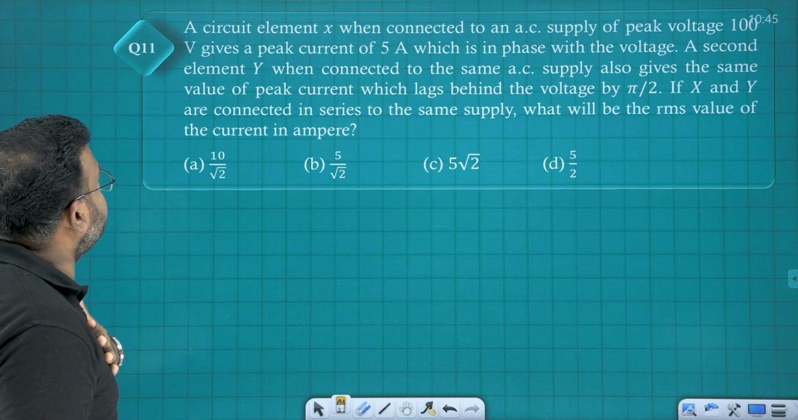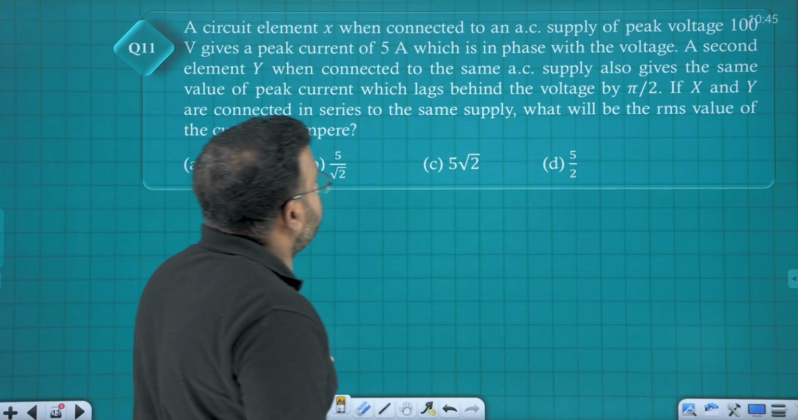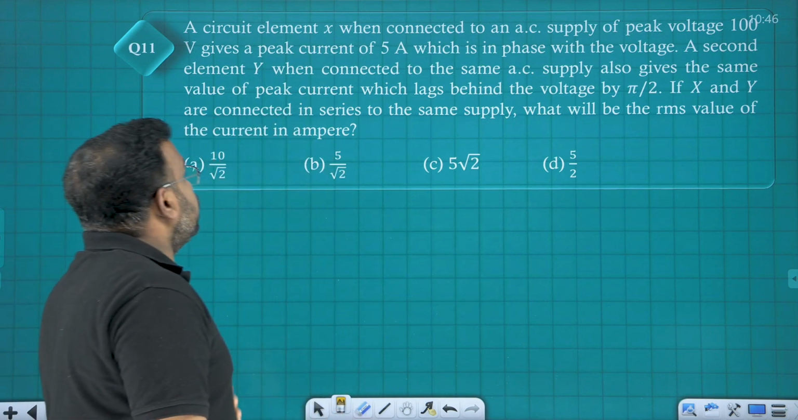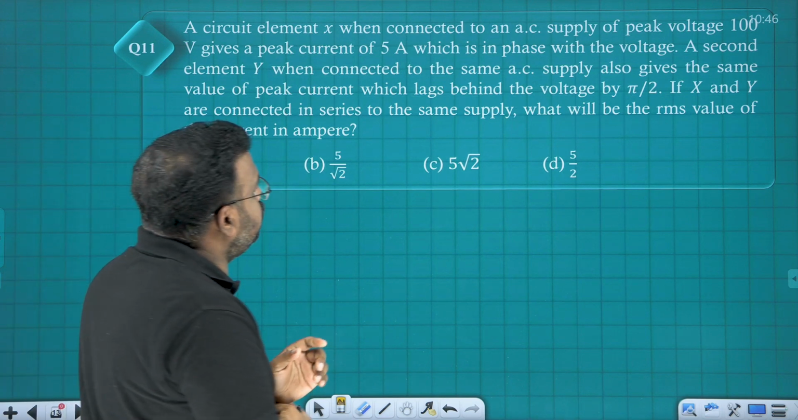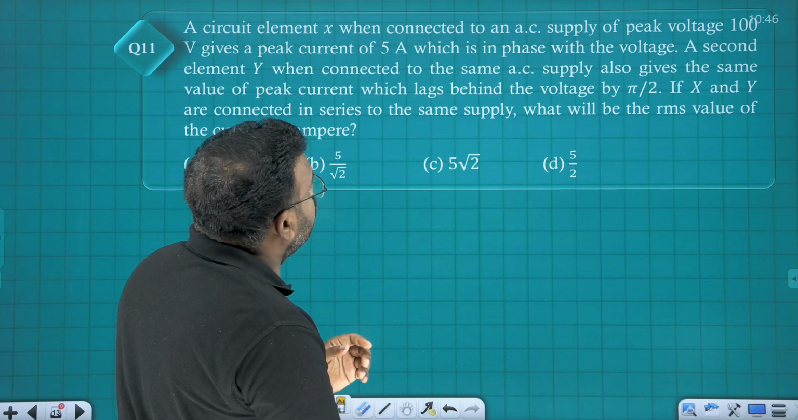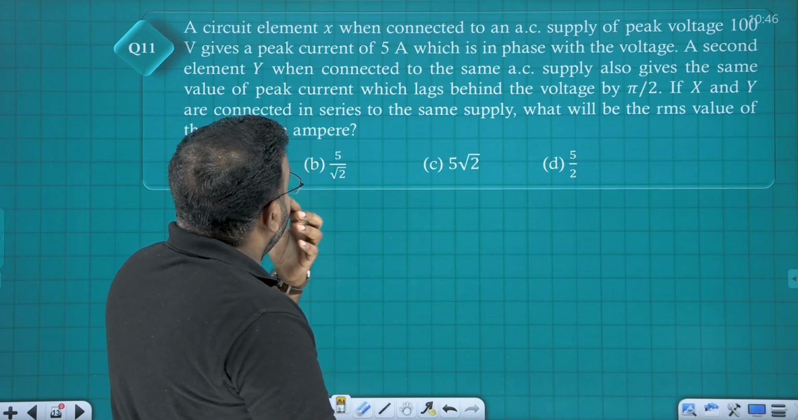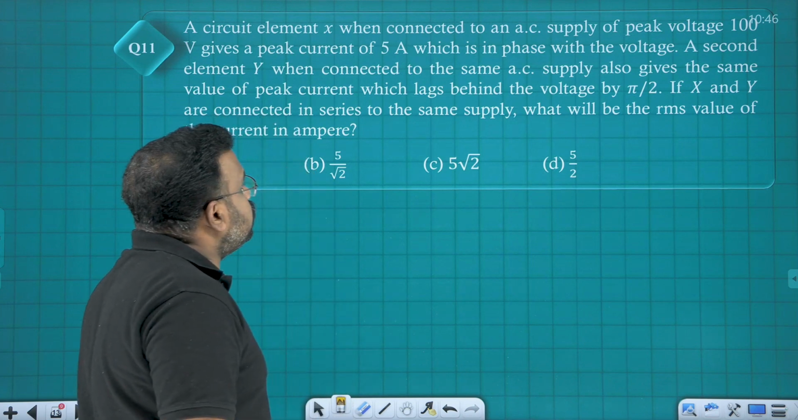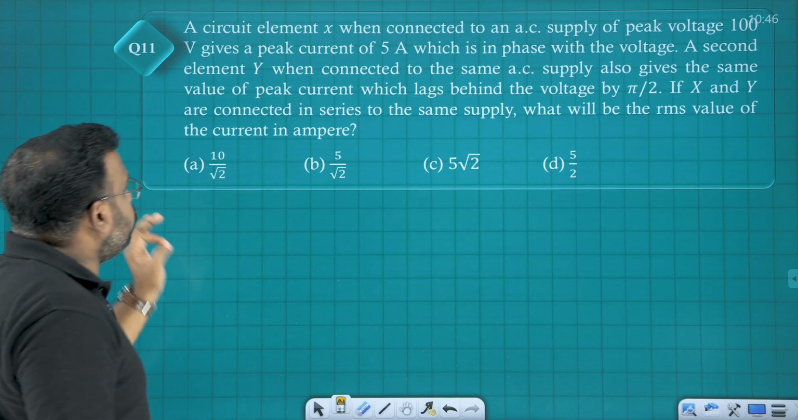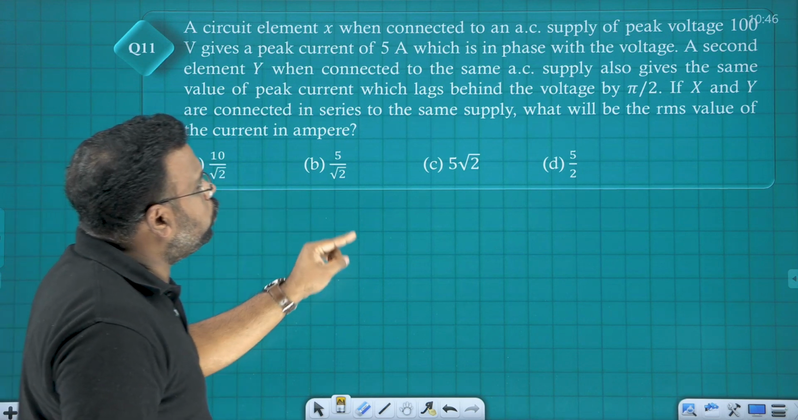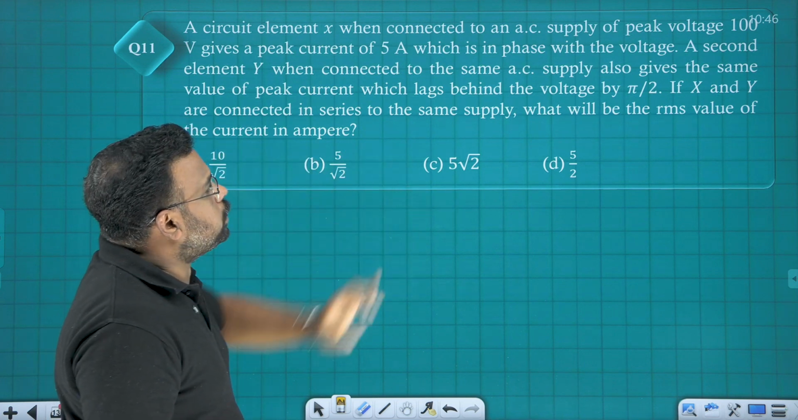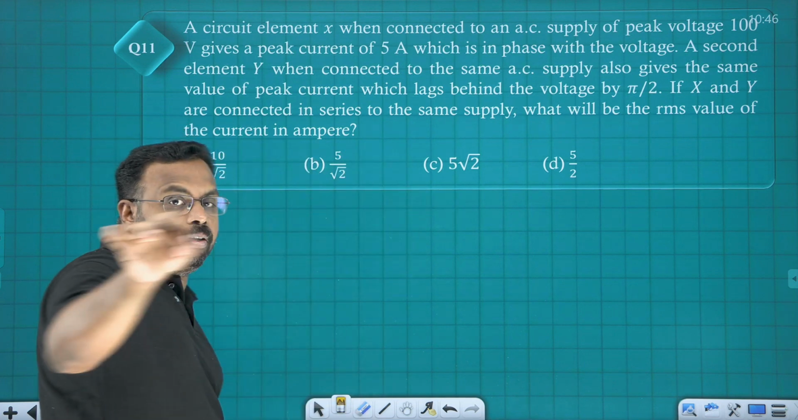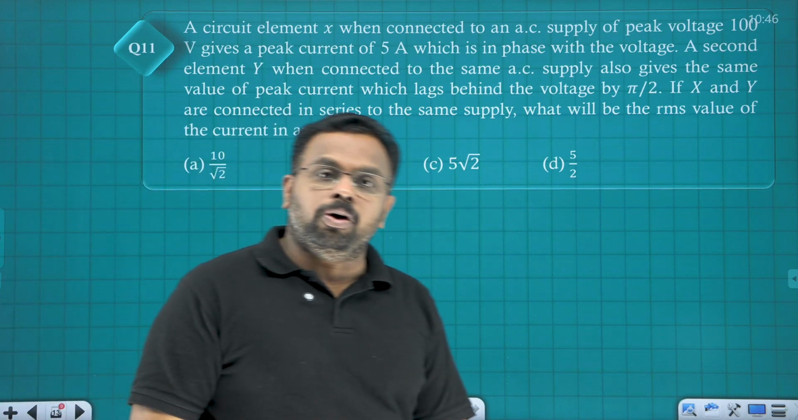A circuit element X, when connected to an AC supply of peak voltage 100 volt, gives a peak current of 5 ampere, which is in phase with the voltage. A second element Y, when connected to the same AC supply, also gives the same value of peak current, which lags behind the voltage by pi by 2. If X and Y are connected in series to the same supply, what will be the RMS value of current in ampere? Question from alternating current.